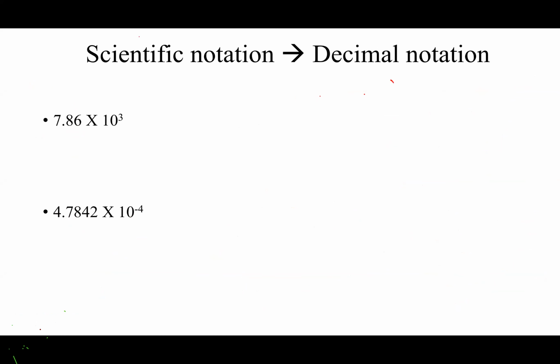Let's move on to the concept in which we are going to perform a reverse task. Instead of converting decimal notation into scientific notation, now we're going to convert scientific into decimal notation. So what are the rules, and what do we have to do for that? As you know what decimal and scientific notation are, it will be easier for you to answer this kind of question. The first thing is, if you have 7.86 times 10 to the power of 3, what should the decimal notation look like?